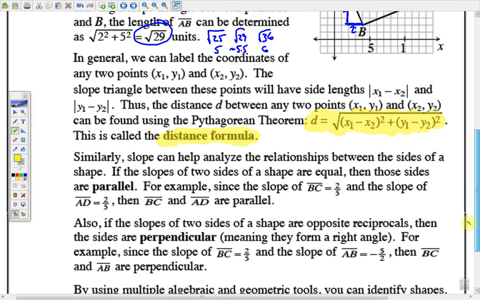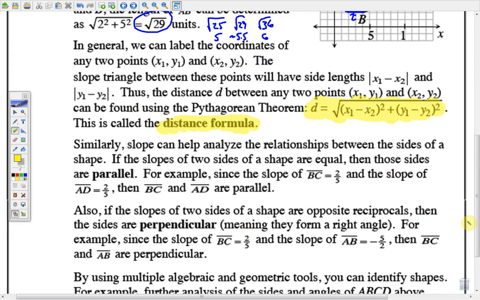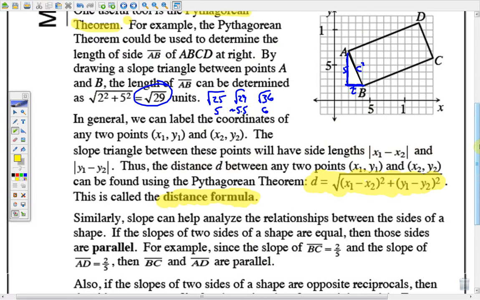Similarly, slope can help analyze the relationship between the sides of a shape. If the slopes of two sides of a shape are equal, then those sides are parallel. For example, since the slope of BC, going back up here, is equal to 2 over 5, and the slope of AD is equal to 2 over 5, then BC and AD are parallel.